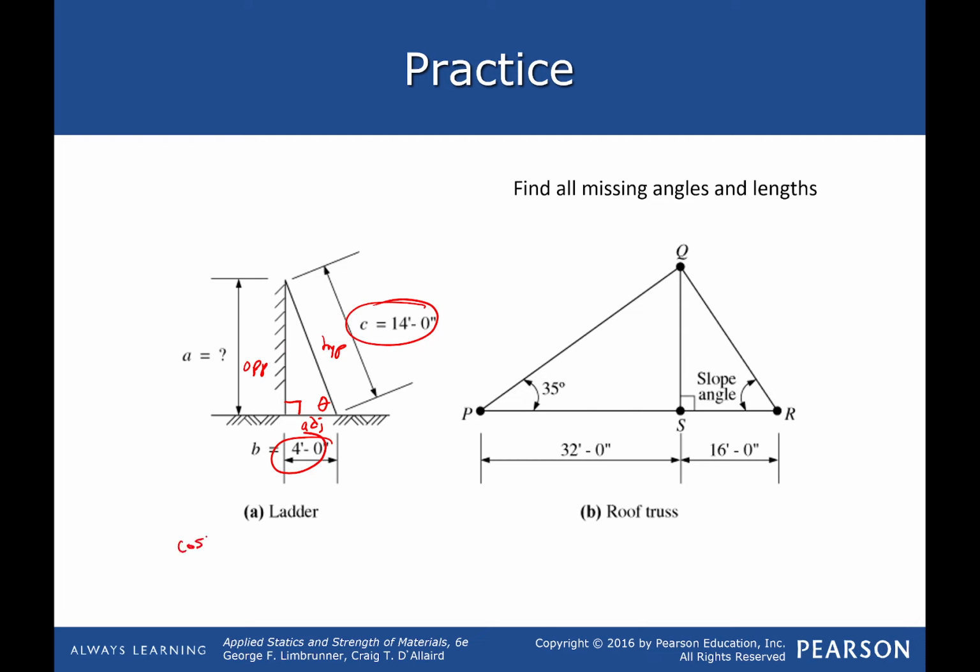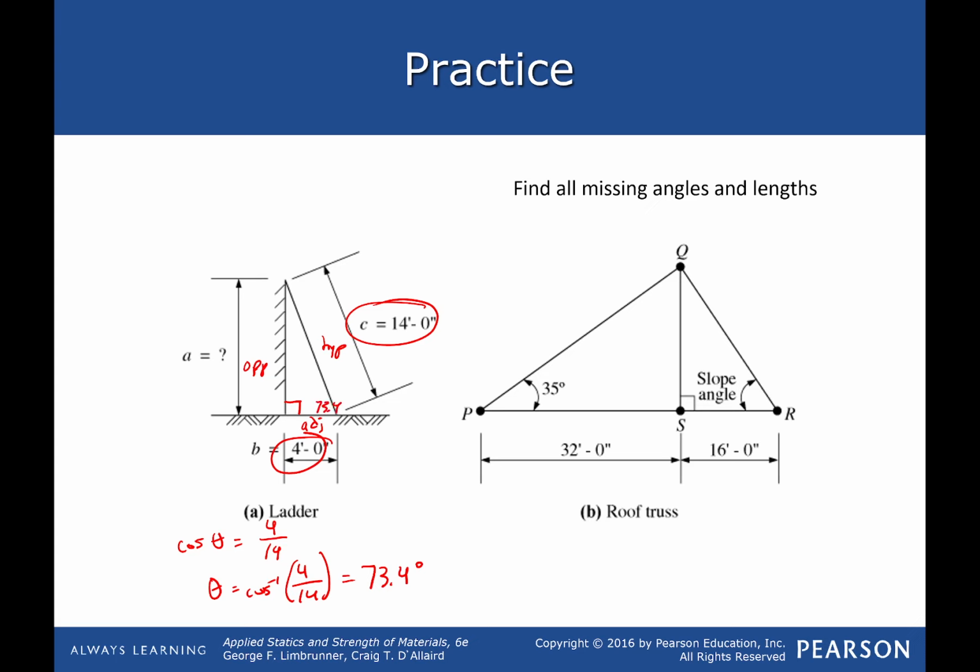So cosine of theta is equal to adjacent over hypotenuse, which will be 4 over 14. Theta is going to be equal to cosine to the negative first of 4 over 14. And so that's going to be equal to what? Let's find out. Comes out to be 73.4 degrees. Okay, so I have one of my angles. What about the other one?